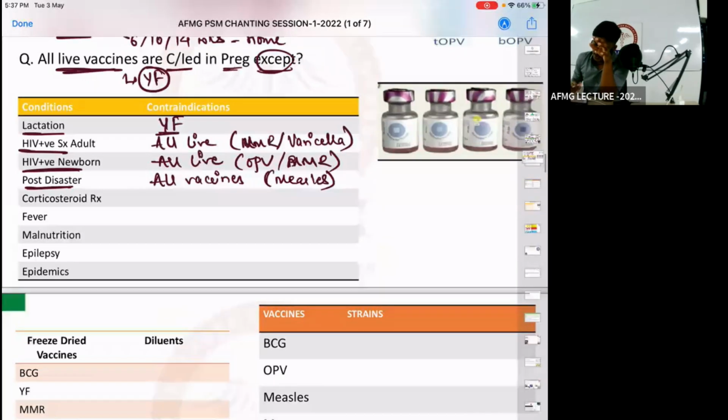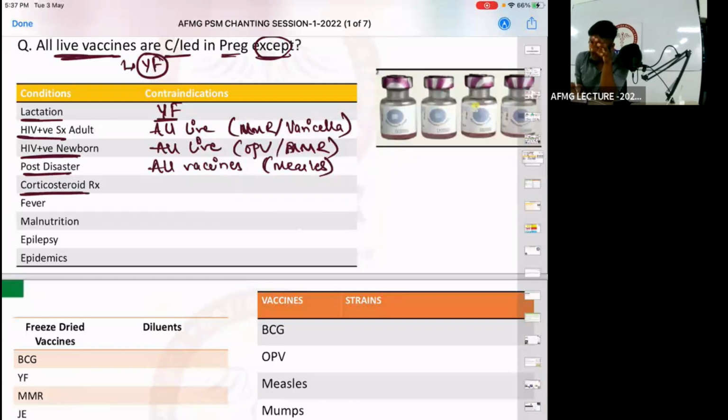measles vaccine. Okay? Next, if I talk about a patient on corticosteroid therapy, maybe an SLE patient on long-term corticosteroid therapy that has led to an immunosuppressed or immunocompromised state, which vaccines are contraindicated? Again, all live vaccines are contraindicated.